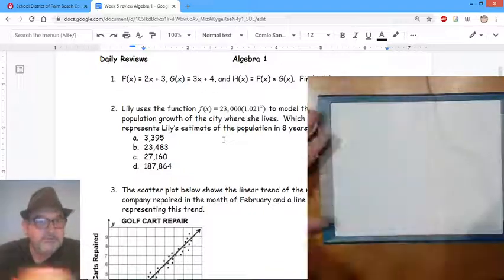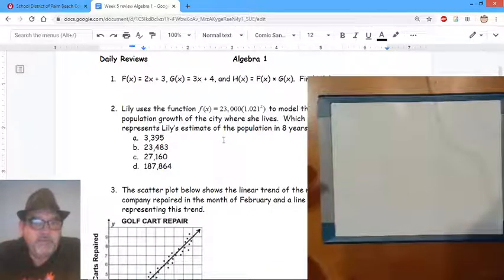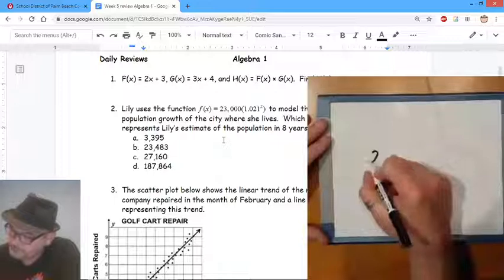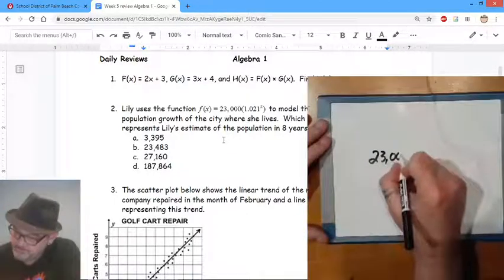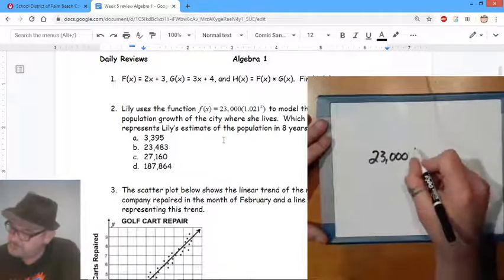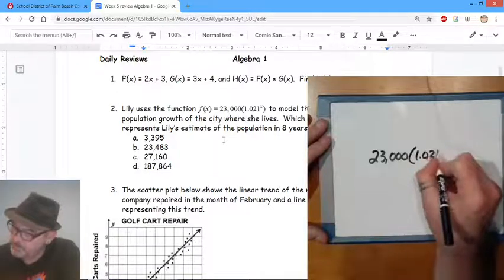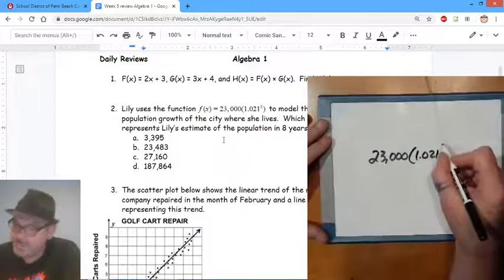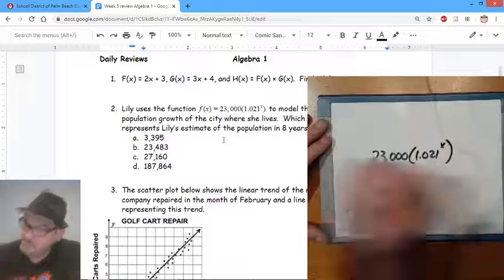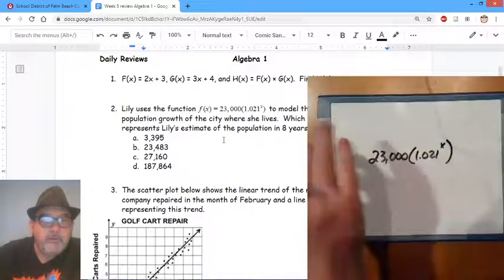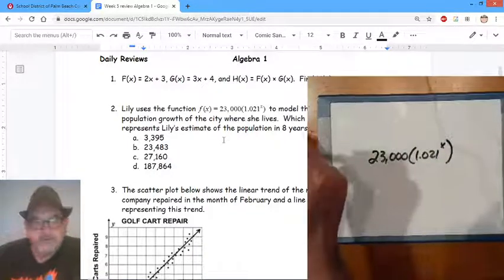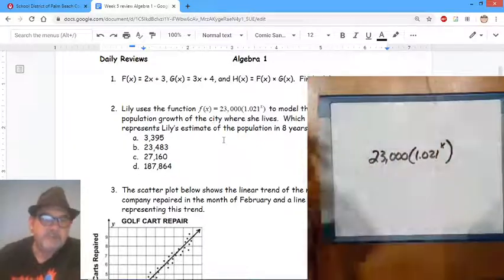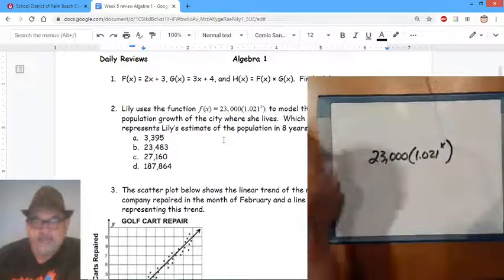All right, number 2. Lily uses a function f of x equals 23,000 times 1.021 to the x power, which models the annual growth of her city. Which of the following represents Lily's estimate in 8 years?